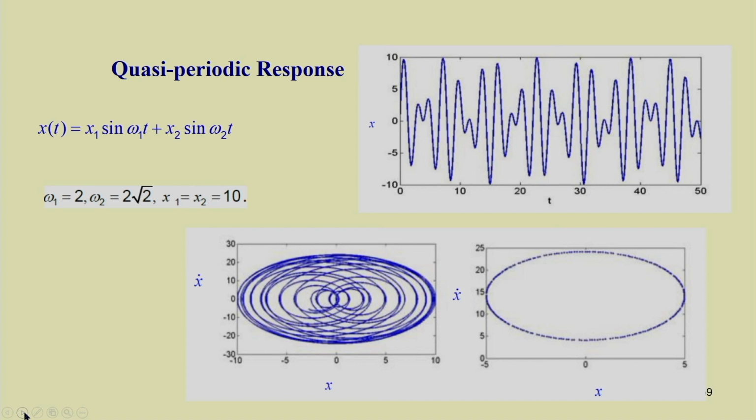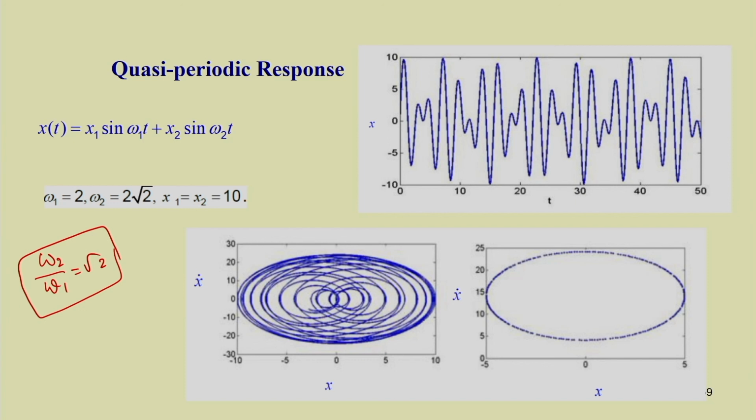Let us take this example: x(t) equal to x1 sin omega 1 t plus x2 sin omega 2 t. If we are taking, for example, omega 1 equal to 2 and omega 2 equal to 2 root 2, here the ratio omega 2 by omega 1 is equal to root 2. So, this root 2 is an irrational number. If you plot this x versus t, you can clearly observe that the response is not periodic. So, it is aperiodic, known as aperiodic response or quasi periodic response.